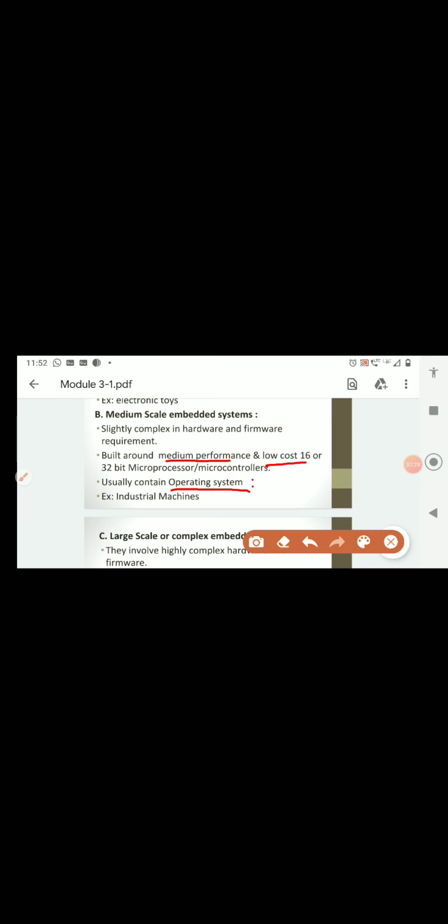Usually they contain an operating system. So industrial machines, or, as in the previous case, we said SCADA systems or industrial systems, they all come under the examples. SCADA systems is the best example for this.